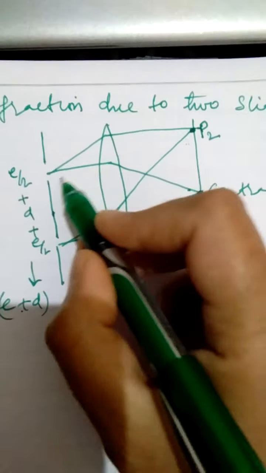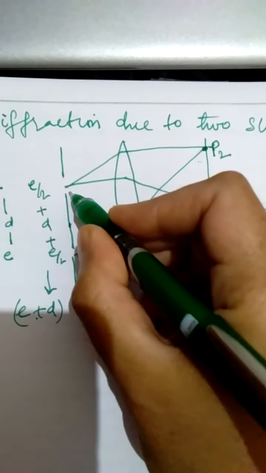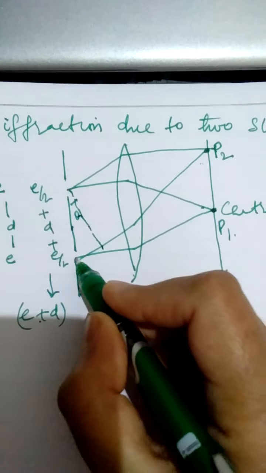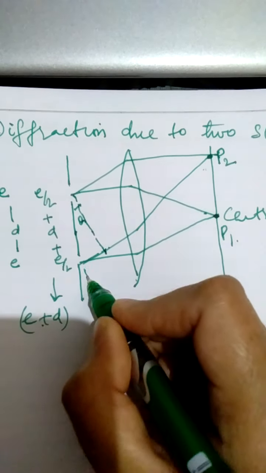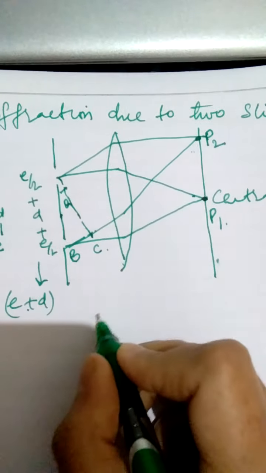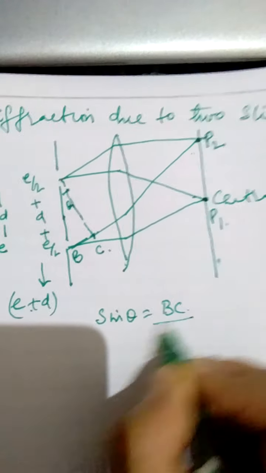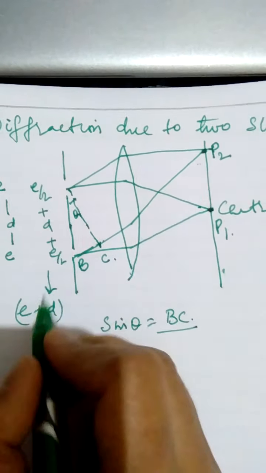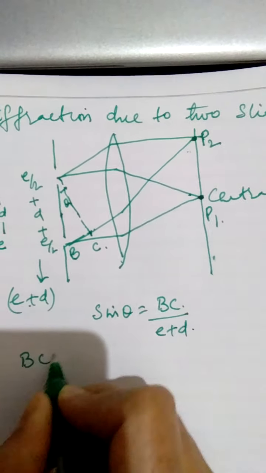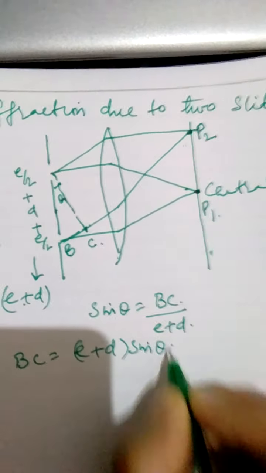right? Now we need to find the path difference between these two rays, this ray and this ray. And how do we do that? By drawing a perpendicular as always. This angle is theta. We are interested in this distance, the path difference. Suppose this point is P, suppose this is B and this is C, right? So from the triangle we can find that sin theta is equal to BC by (e plus d). This is the hypotenuse and its length is e plus d. So this BC is equal to (e plus d) sin theta. So this is the path difference.